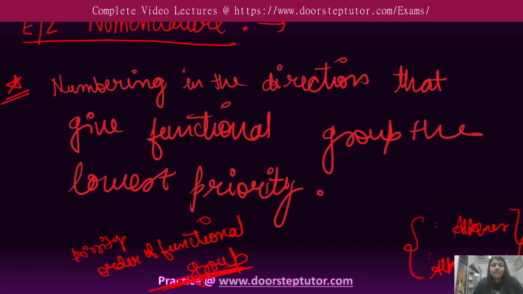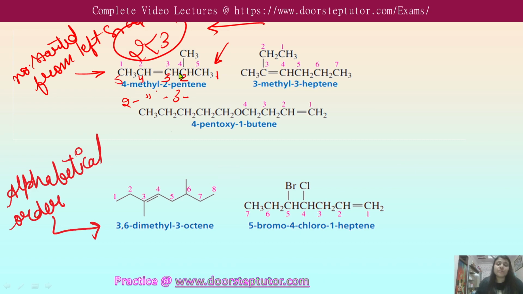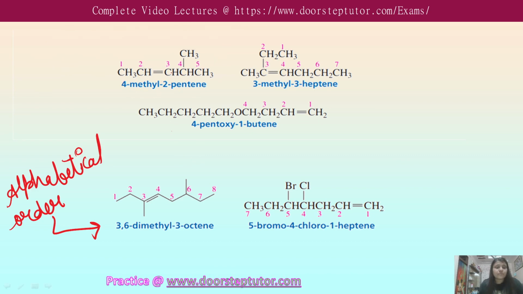That's why I have written that numbering has to be done in the direction that gives the functional group the lowest priority. At any circumstance, you have to see the priority order, and in the case of functional groups, you have to give the lowest priority to the functional group. Similarly, you have to assign the lowest priority to the functional group in this example as well.